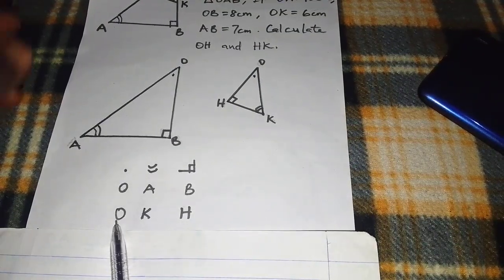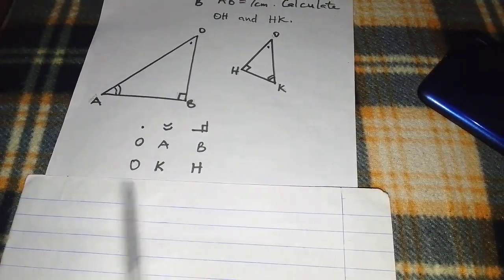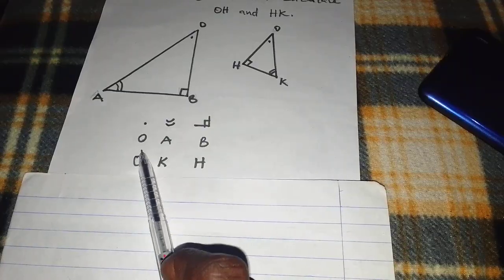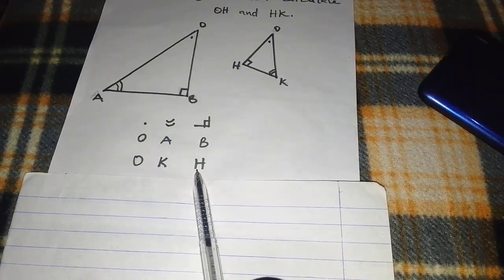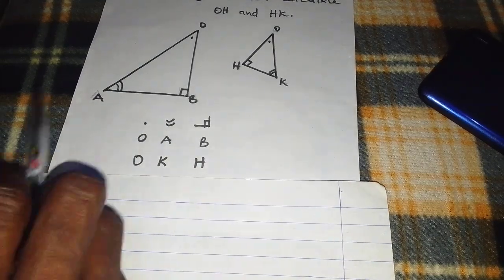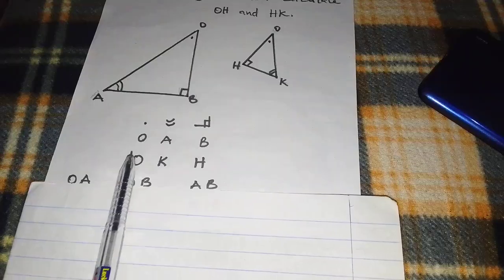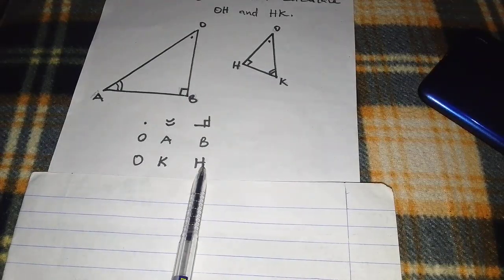So that means this small triangle is similar to triangle OAB as what? OKH. So following the way the angles are arranged, I've arranged the alphabet here. So that means triangle OAB is similar to triangle OKH.